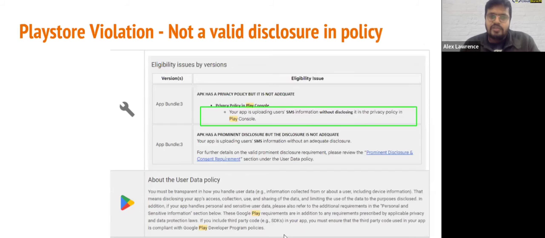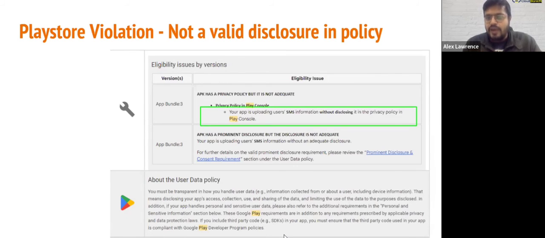And this is one other case where we had an issue with the Play Store, where SMS information was being used without disclosing it properly in the privacy policy. This is a very clear, good example. They look at the privacy policy link and see whether you have declared it properly. That is very important. Whatever permissions we are requesting from the app, you have to define in the privacy policy and say how we are using it. So that is one reason.